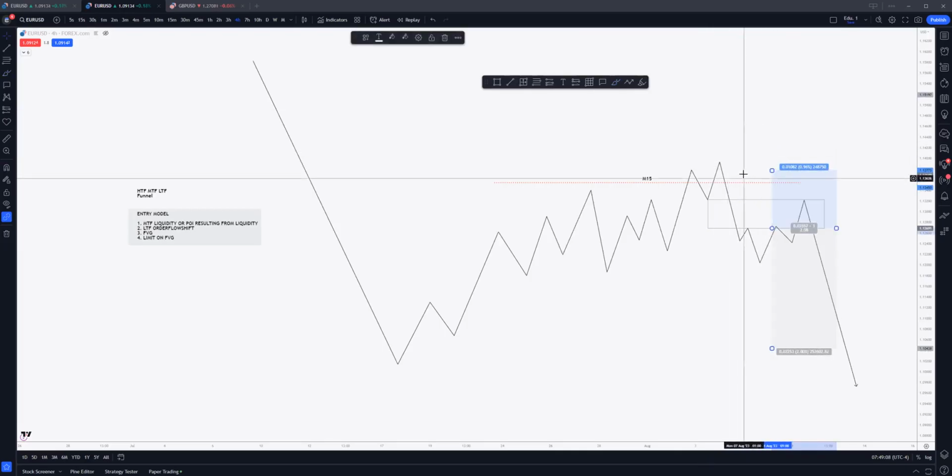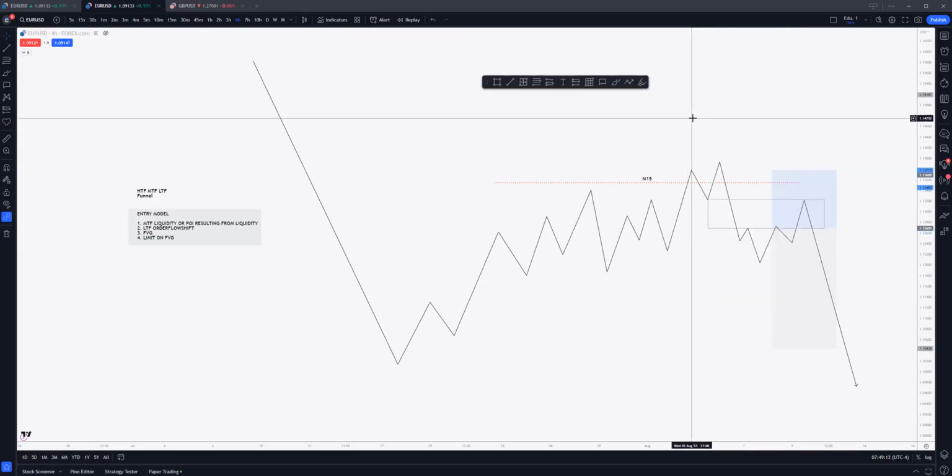Yeah, that's really it. There's nothing else to it. The entry model is stupid simple. Any questions regarding that?